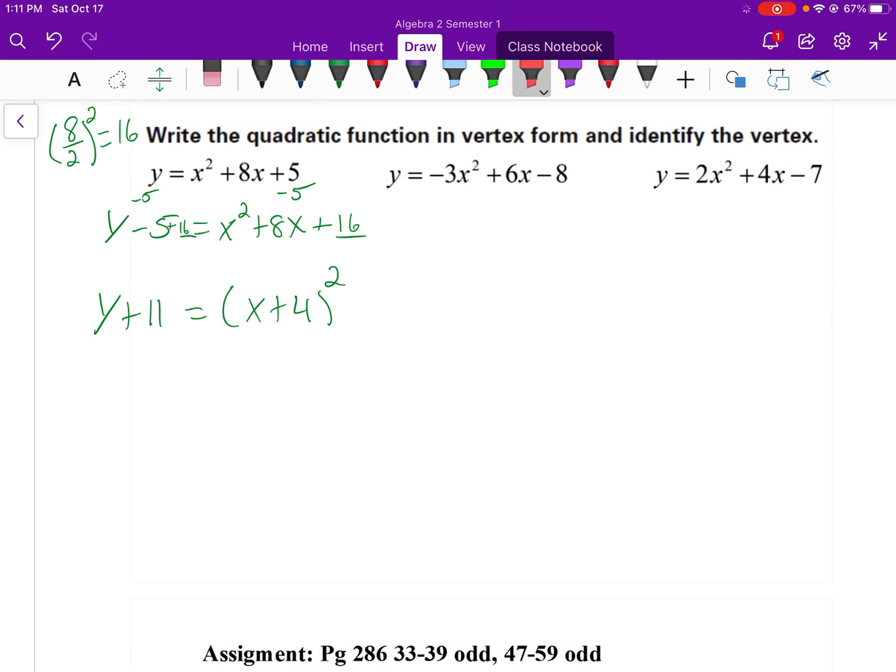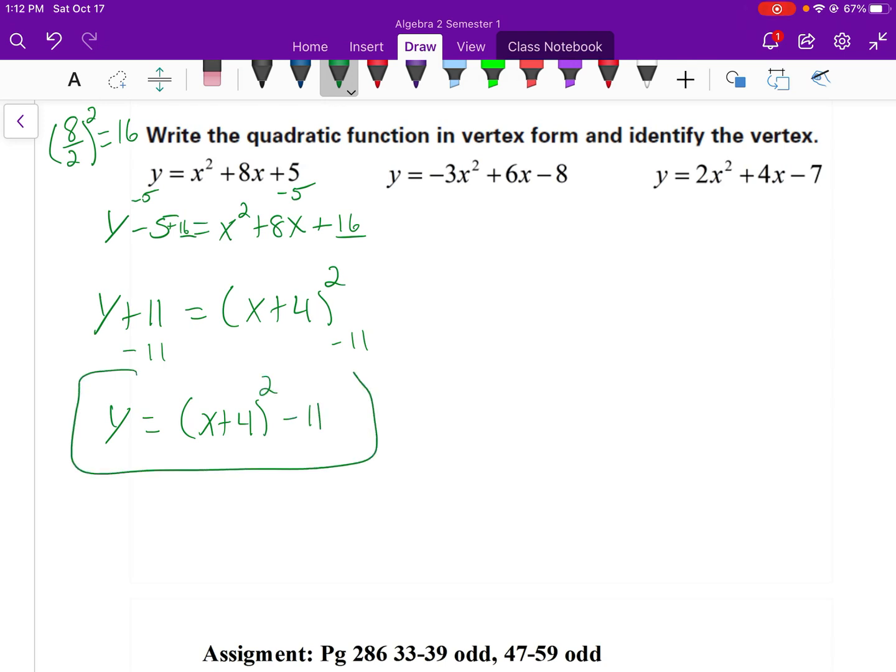Now, another thing, a lot of people forget this square. It is very important that you write it as squared, because if it's not squared, then it is not a quadratic. Now you have a linear function. The last step in order to get into vertex form is to get it so it says y equals. So subtracting the 11 over, y is equal to x plus 4 squared minus 11. All right, so that's a way we can use completing the square to write into vertex form.